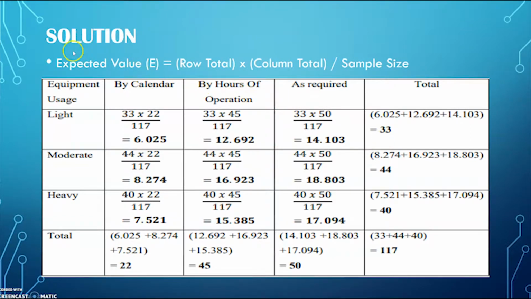So, we need to find the expected value. The expected value is equal to the row total times the column total divided by the sample size. As we can see here, 33 is the row total and 22 is the column total, divided by the sample size, which is 117, and we will get 6.025. Then we calculate all the expected values, then we sum them for the rows and the columns.